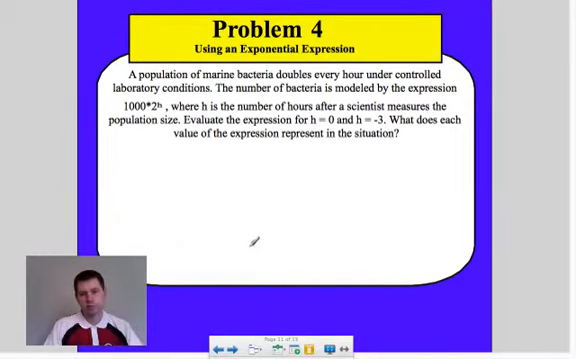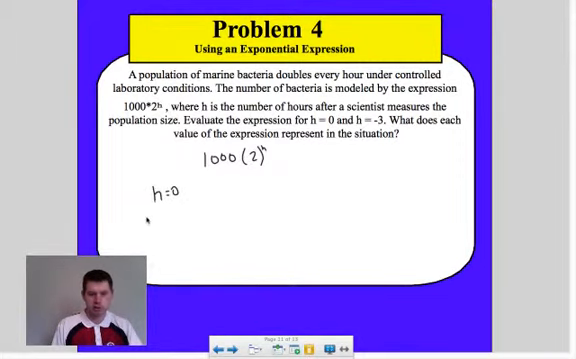A population of marine bacteria doubles every hour under controlled laboratory conditions. The number of bacteria is modeled by an expression 1000 times 2 to the h, where h is the number of hours after a scientist measures the population size. Okay, so they actually just gave us the formula here, so you don't really have to do much thinking or constructing on the formula. Now they told you kind of what the setup would look like in a written way. They want you to evaluate when h is 0.